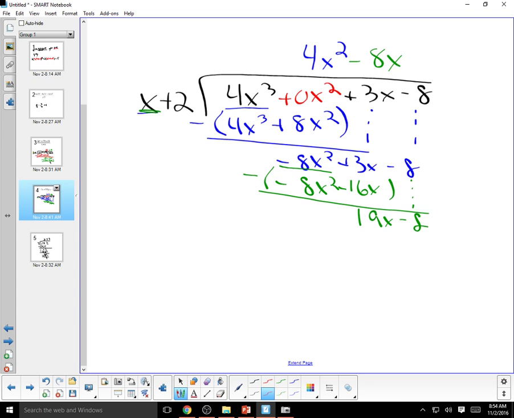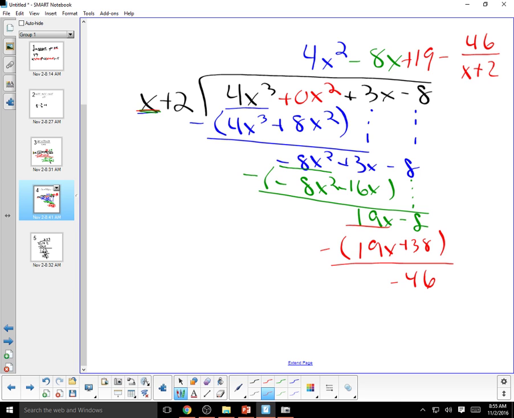Hold on, let me finish it. Divide the first one by the first one. So what's 19x divided by x? It's positive 19, right? 19 times x is 19x. And then 19 times 2 is positive 38. I'm going to change the sign. Hurry up and finish it. Negative 46, right? That's my remainder. So negative 46 over x plus 2.